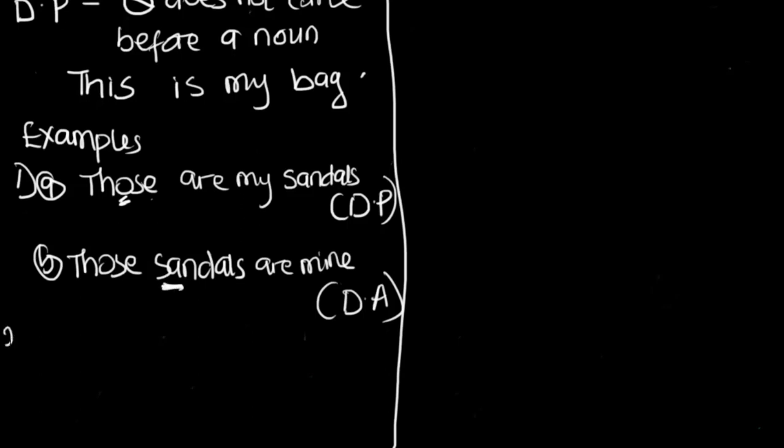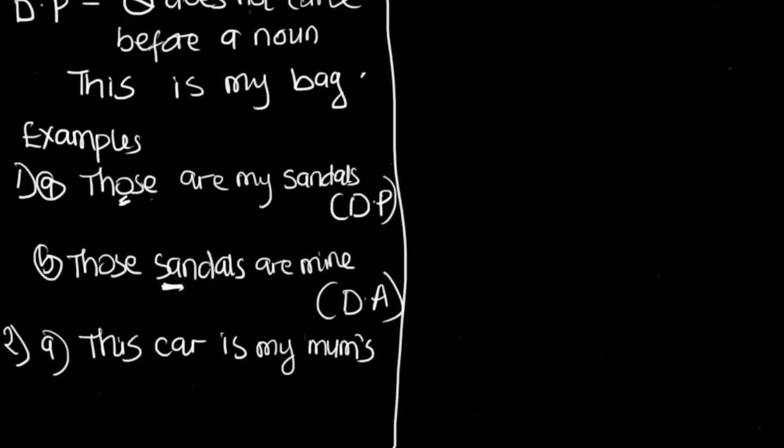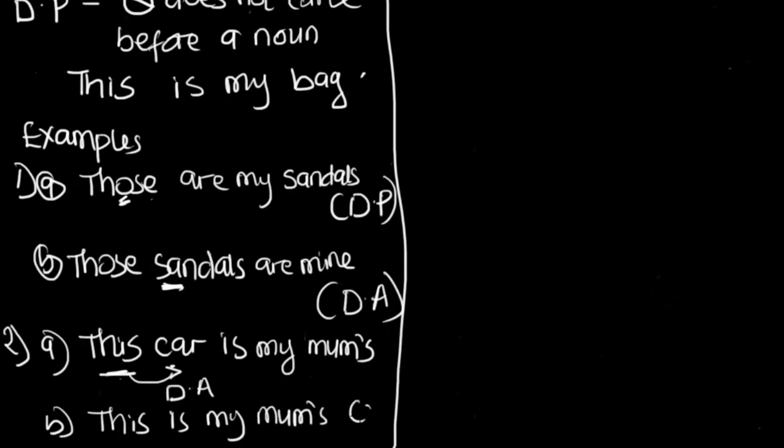Let's take one more example. This car is my mom's. This car. This is coming before car. So we say this is what? A demonstrative adjective. But the other one, say, this is my mom's car, because this is not coming before any noun. This is what? A demonstrative pronoun. I'm sure you understood this video and you found it very interesting.